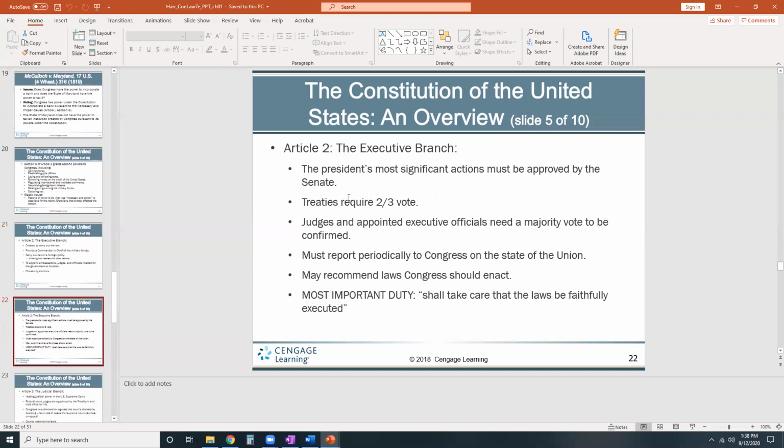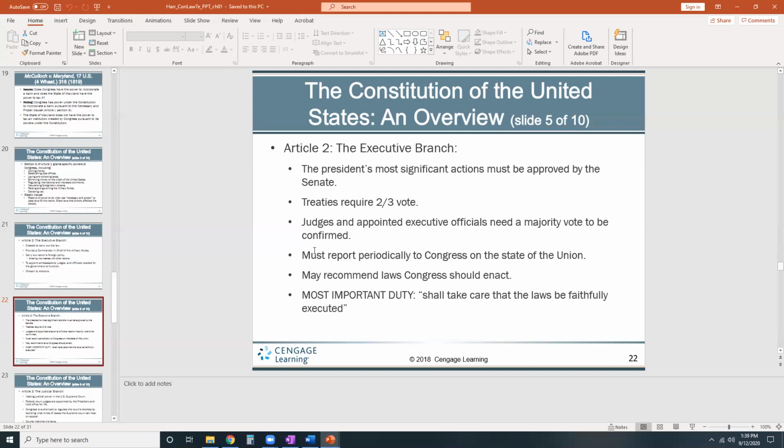Now, most of the major actions that the president does have to be approved by the Senate. For example, the president writes a treaty involving an agreement between two or more countries, right? So the president signs a treaty between the United States and Italy. The Senate has to approve them. And for treaty purposes, the Senate has to vote by a 2/3 majority, supermajority, to get a treaty passed. Like I told you, judges and other appointed officials have to be approved by Congress.